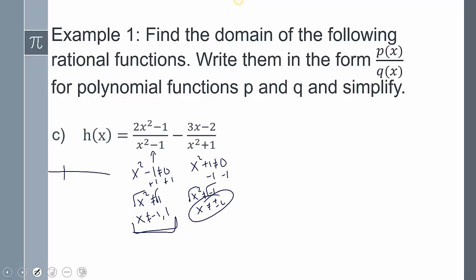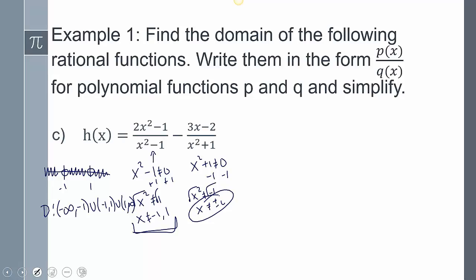So if we envision that on a number line, remember negative 1, open circle, positive 1, open circle. The rest of this gets shaded in. So my domain is going to be from negative infinity to negative 1 union, from negative 1 to 1 union, from 1 to positive infinity.